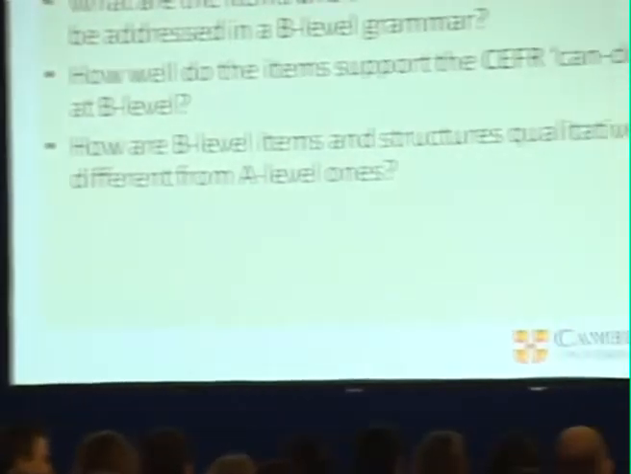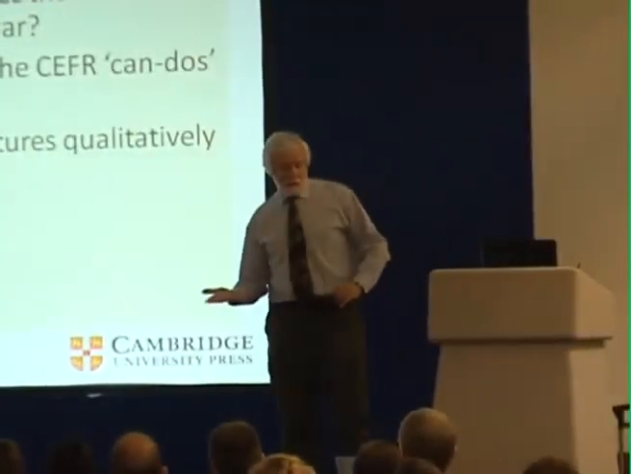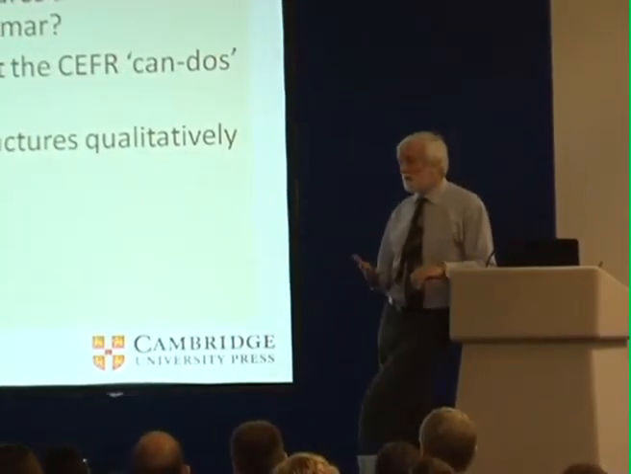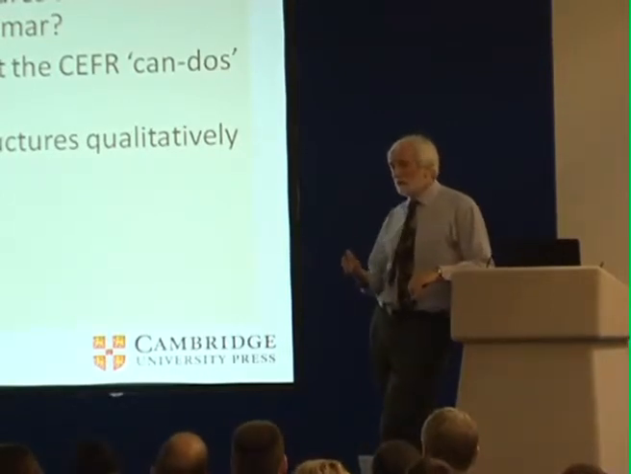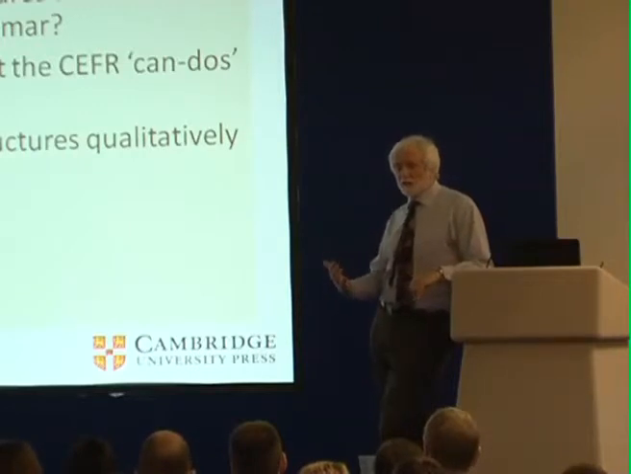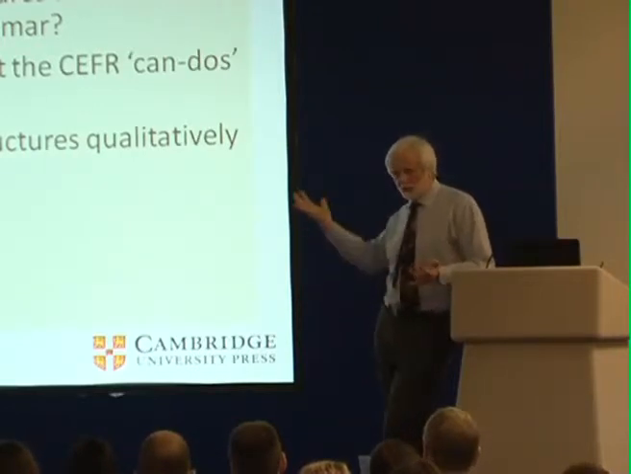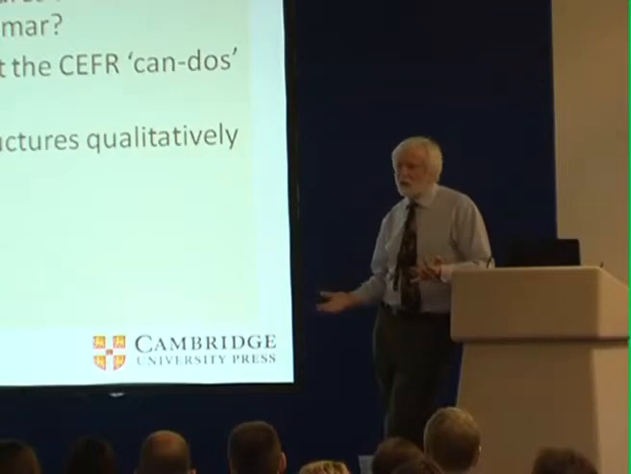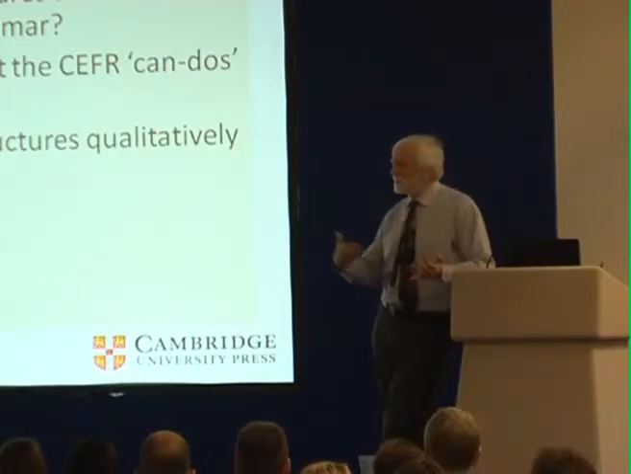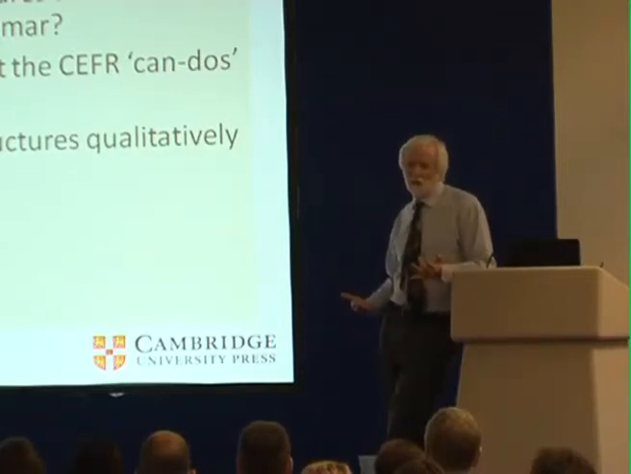And bringing in the lexicon as well. Yeah, absolutely. That's the one thing I think comes strongly out of it. And how are these B-level items and structures qualitatively different from the A-level ones? Well, it seems to me that the qualitative difference is the degree of subordination and embedding that we find around the exemplary items that we've taken today. And you could do that for more or less any of the major grammatical categories.